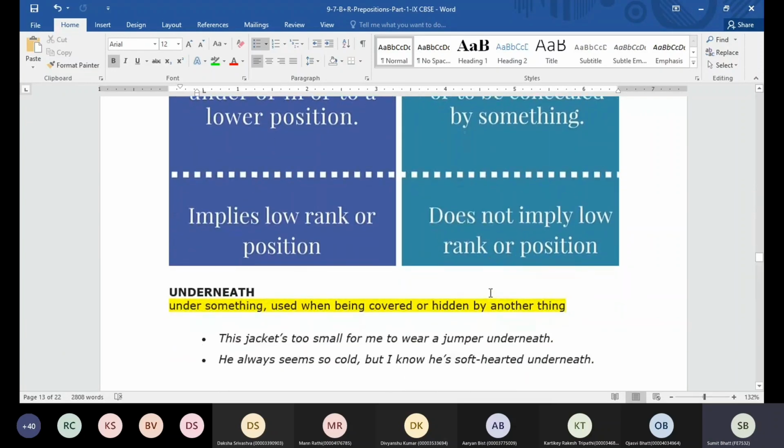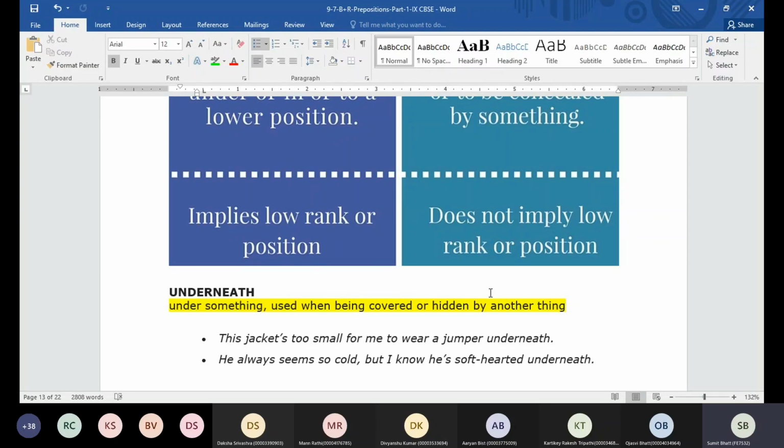Underneath is going to mean something being covered or hidden by another thing. For example, this jacket is too small for me to wear a jumper underneath. So the person is saying there is a jacket but it's very small. That's the reason it cannot cover the jumper you're wearing underneath. That means it cannot cover the jumper completely. He always seems so cold, but I know he's soft-hearted underneath. So here the person is trying to say underneath, inside, the thing which you cannot see. He's soft-hearted, but outside he's really cold. Cold is going to mean rude, we can say.